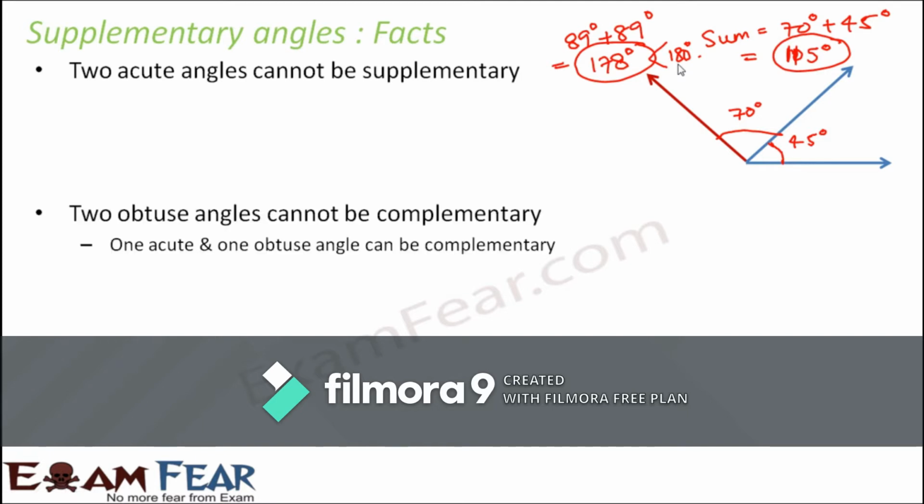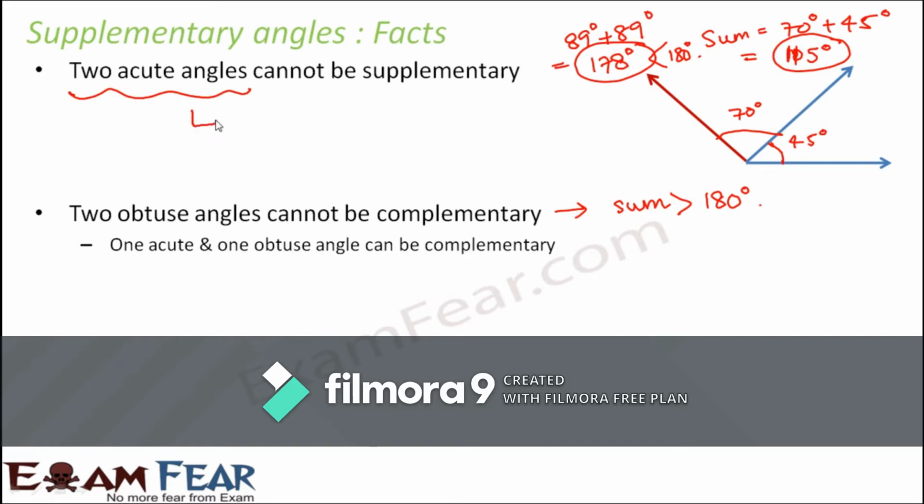Two obtuse angles cannot be supplementary again. That's because when you consider two obtuse angles, each obtuse angle is greater than 90 degrees. When you add two obtuse angles, the sum becomes greater than 180 degrees. So with two obtuse angles, the sum becomes greater than 180 degrees.